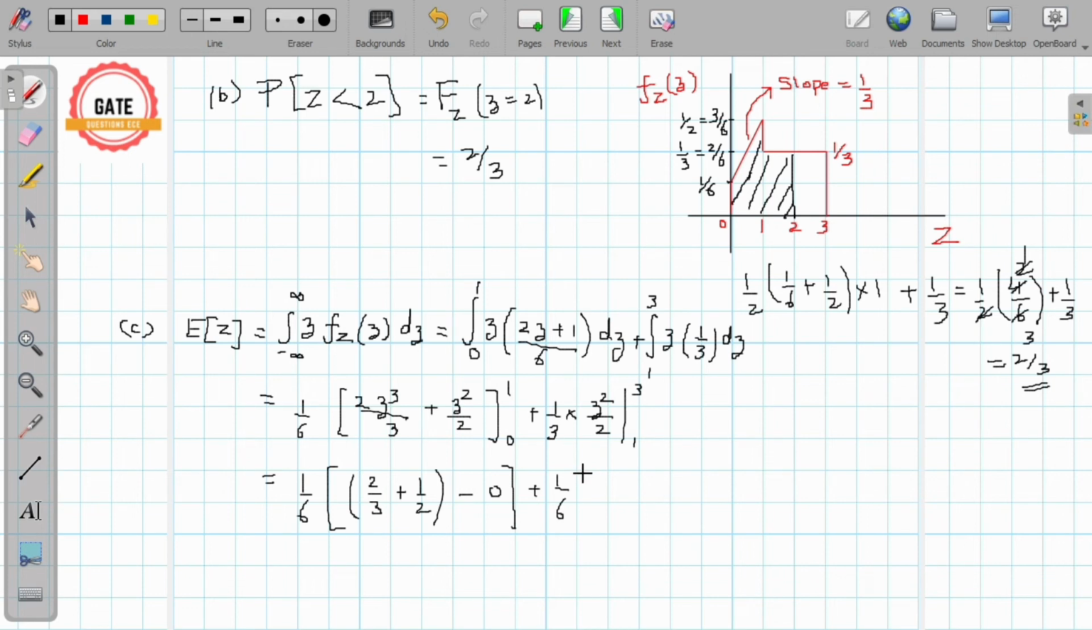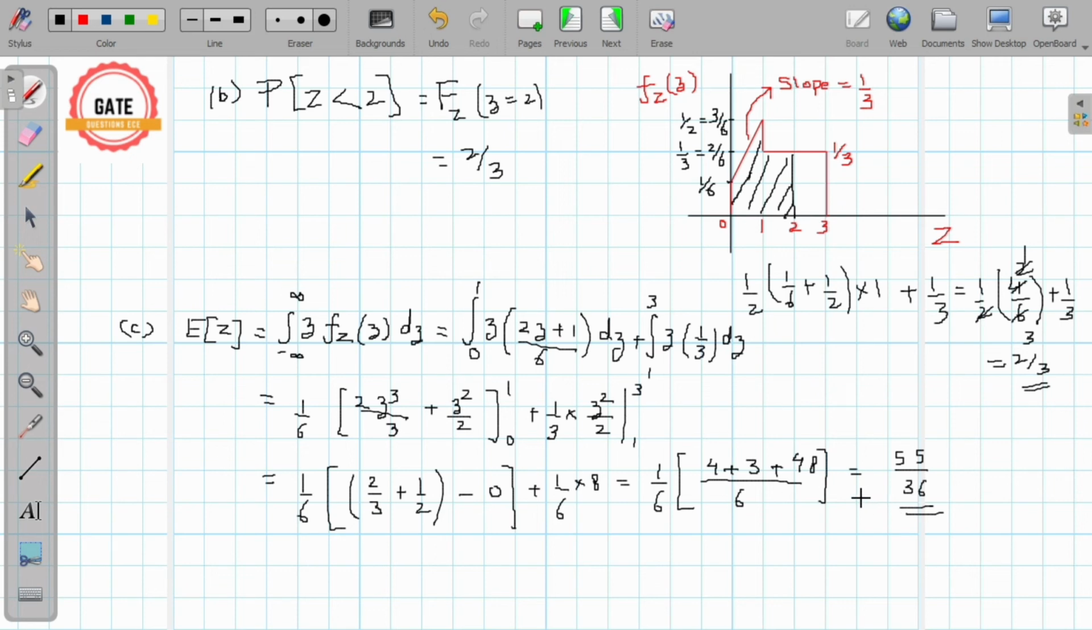Upper limit will give us 9 minus lower limit will give us 1. So 9 minus 1 will be 8. So multiply by 8. So this will be equal to 1 by 6 we can take common, and inside we will get LCM is 6, 4 plus 3 plus 48. So this will be equal to 55 by 36. So this is the expectation of Z.